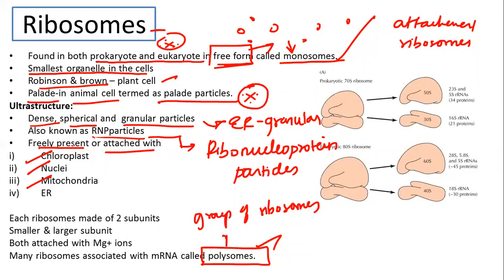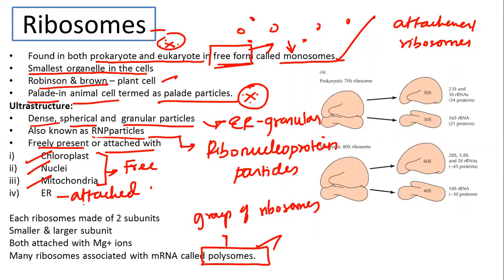They are freely present inside the nucleus, inside the chloroplast, and freely present in mitochondria. You can see that in chloroplast, nucleus and mitochondria, ribosomes will be free, whereas in endoplasmic reticulum, ribosomes are attached.